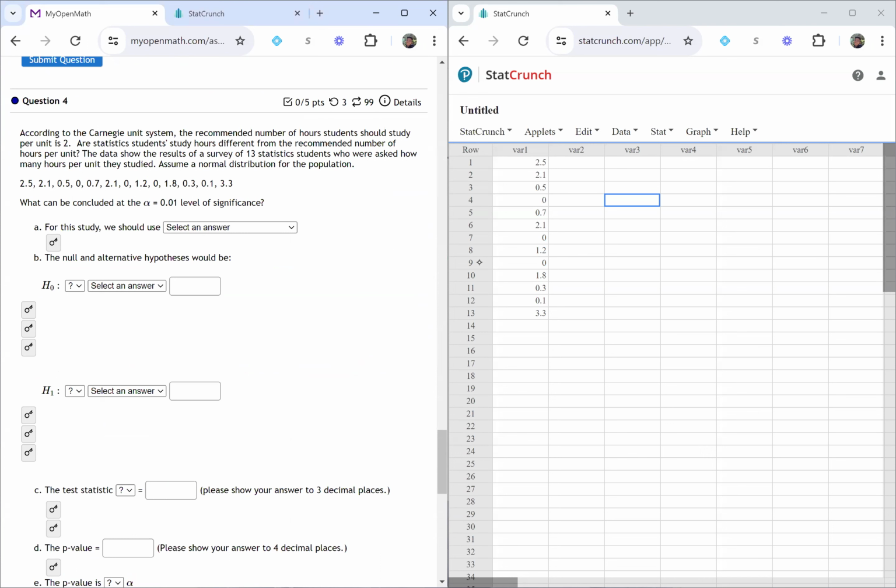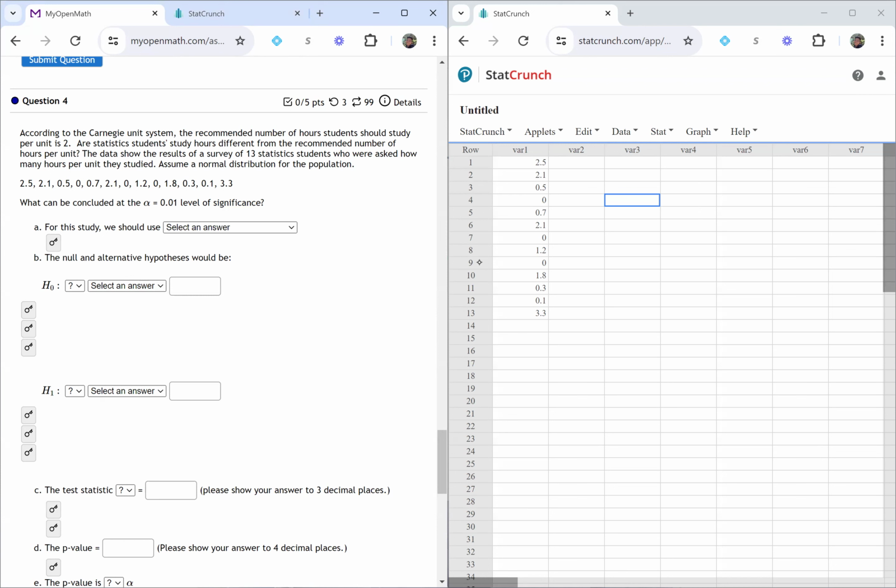So, question number 4 says, according to the Carnegie unit system, the recommended number of hours students should study per unit is 2. Are statistics students' study hours different from the recommended number of hours per unit? The data shows the result of a survey of 13 statistics students who were asked how many hours per unit they studied. Assume a normal distribution for the population.